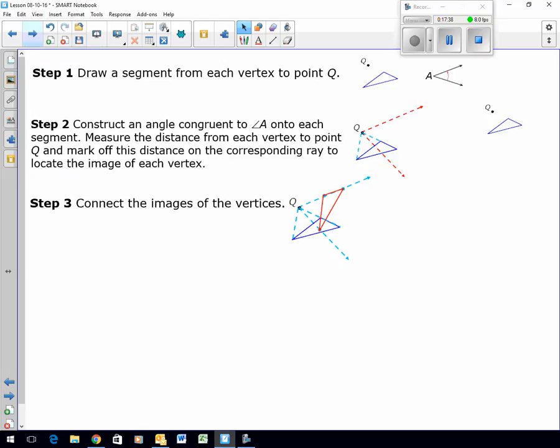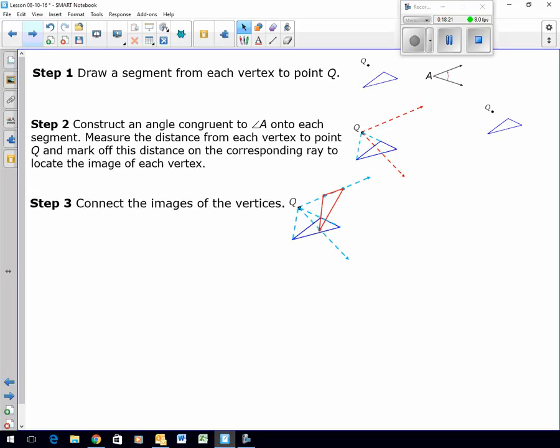Last thing, guys, how would we do this? Draw a segment from each vertex to the point Q. So start with angle A, go to point Q, construct an angle congruent to angle A on each segment. Congruent angles have what type of measurement? Identical, the same measurement. So in their example here, that angle measure and that angle measure are the exact same. Measure the distance from each vertex to the point Q and mark off that distance on a corresponding segment. Locate the next vertex and connect the images.